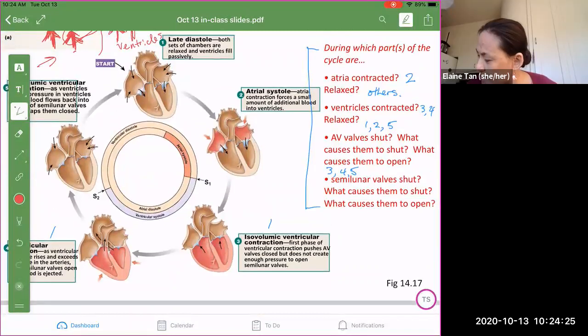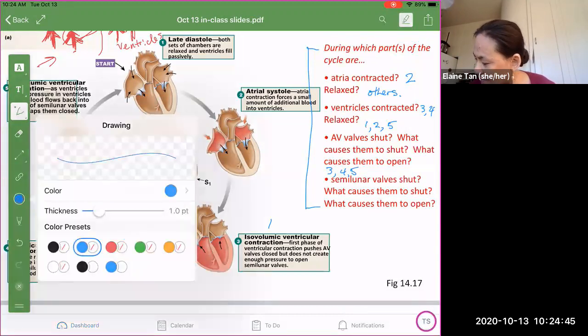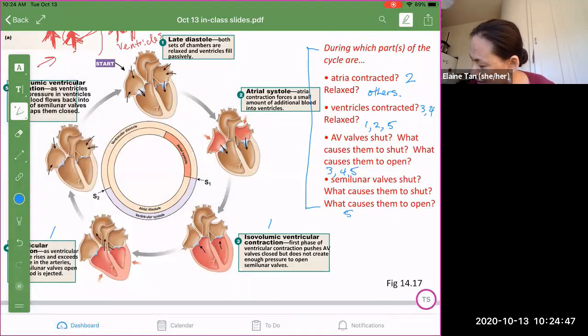Okay. And then question, when are the semilunar valves shut? Basically, they're only open during ventricular ejection. So they're shut during all of the other phases. So that would be 5, 1, 2, 3.